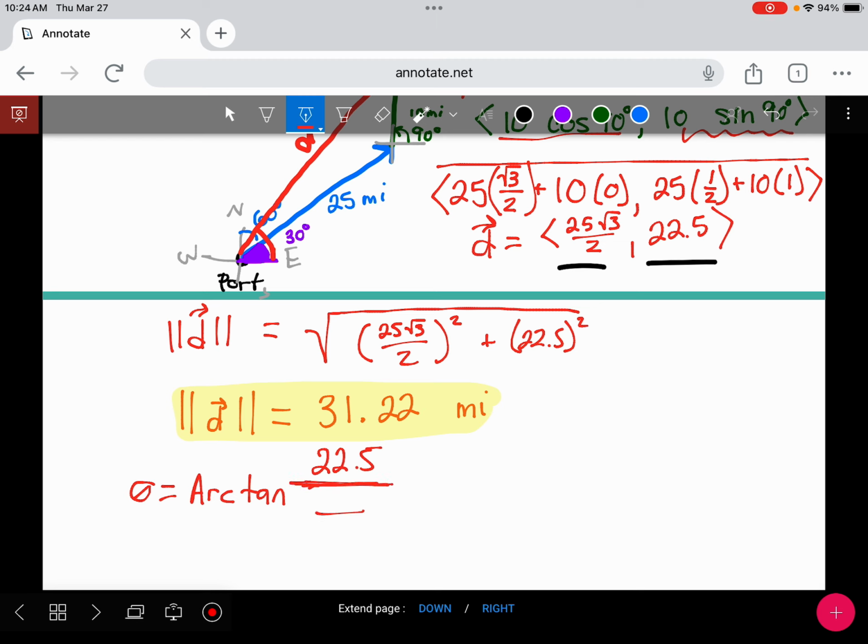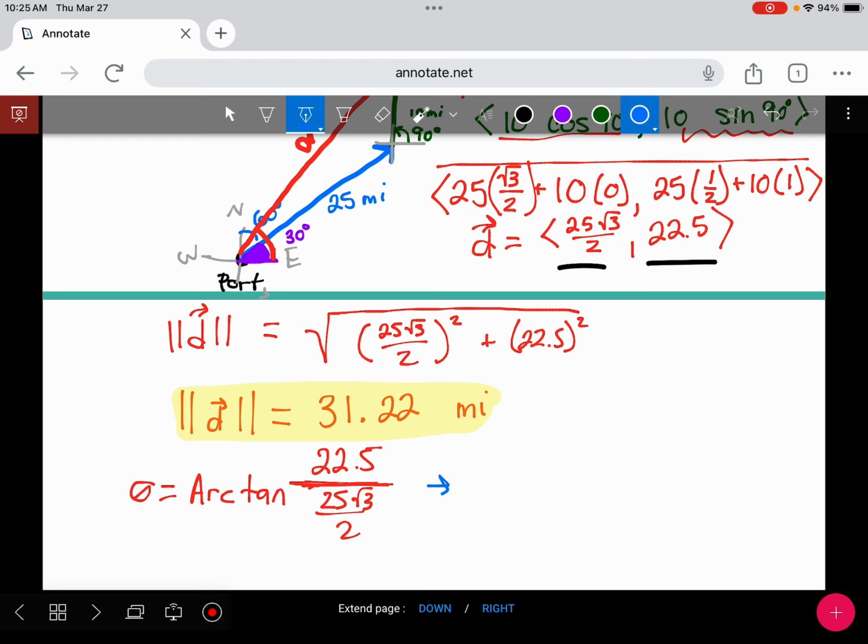Just making that clear. That's our main one: 25 root 3 over 2. And again, we could use the calculators. We could also take our 22.5 times the 2 and get this to be a less awful fraction.